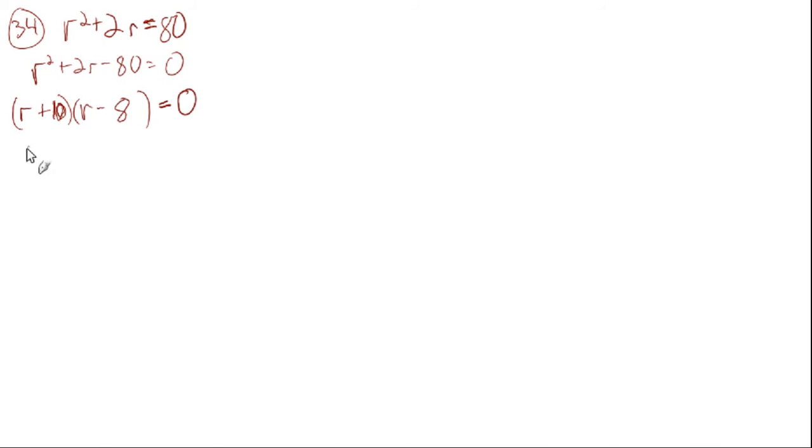And there's the genius part. Either r plus 10 is equal to 0, or r minus 8 is equal to 0. The only possible conclusion we can make is that one of them has to be 0. So either r is negative 10 or r is positive 8. Okay? Just great. It's fantastic.